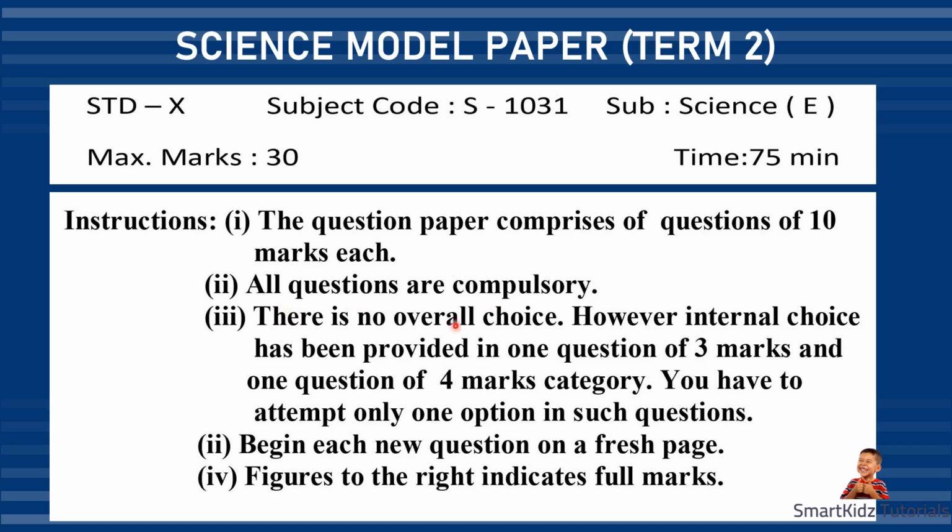All questions are compulsory. There is no overall choice. However, internal choice has been provided in one question of 3 marks and one question of 4 marks category. You have to attempt only one option in such a question. What it tries to say is that overall there are no choices, as in there's no choice between answering one whole question or another, but internally there are choices. For example, you will have a choice in 2C. There will be 2C1 or 2C2, this or that, and each one carries 3 marks.